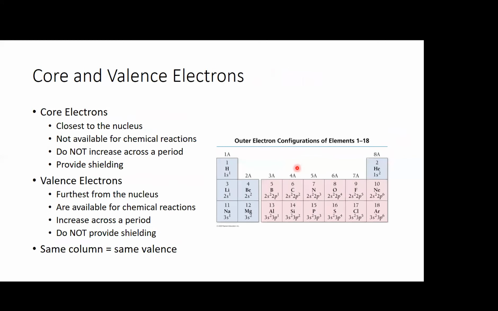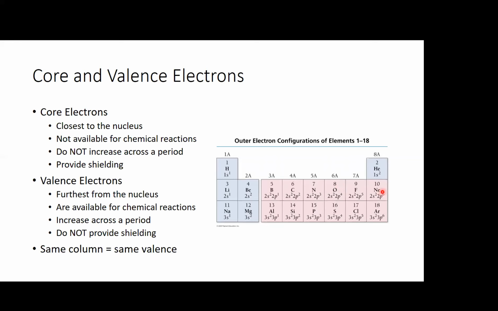So they are furthest from the nucleus. They're available for chemical reactions. They increase as you go across the period. So you get more valence electrons as you go from left to right. So in the second column here, and in the second row, period, there's one valence electron here, 2 here, 3 here, 4 here, 5 here, 6 here, 7 here, 8 here.